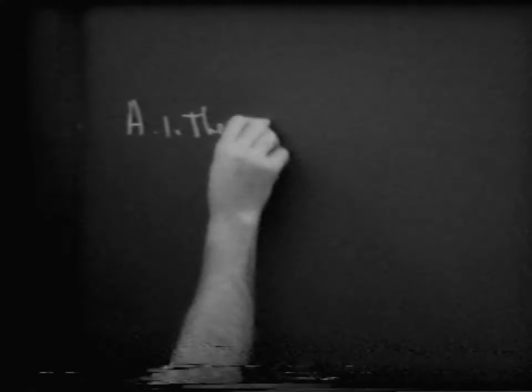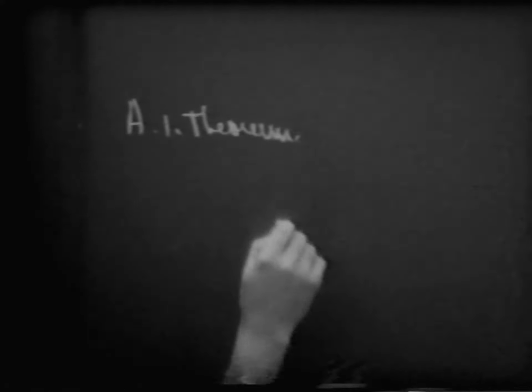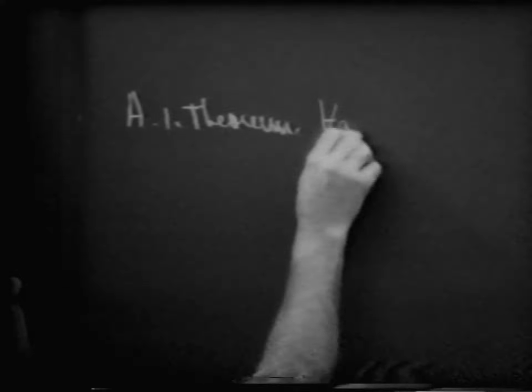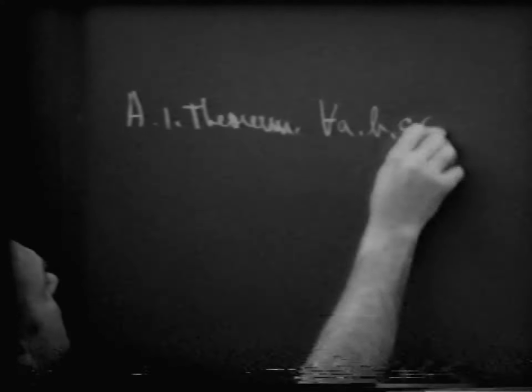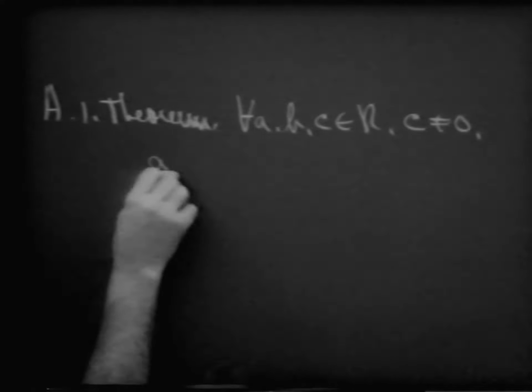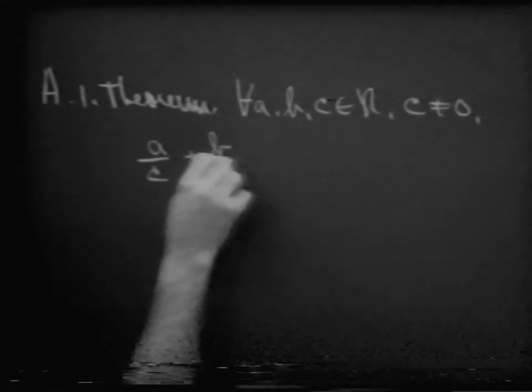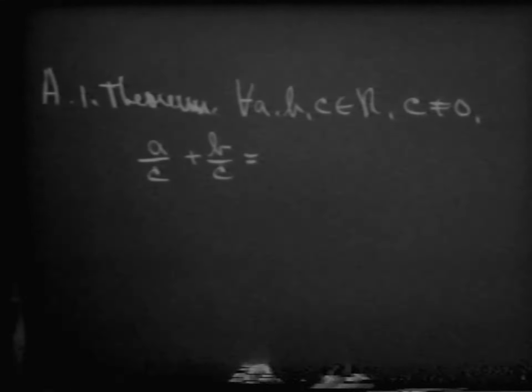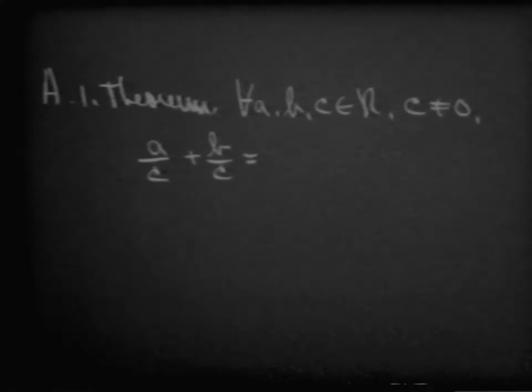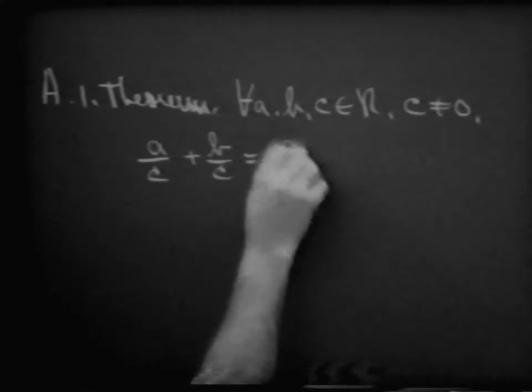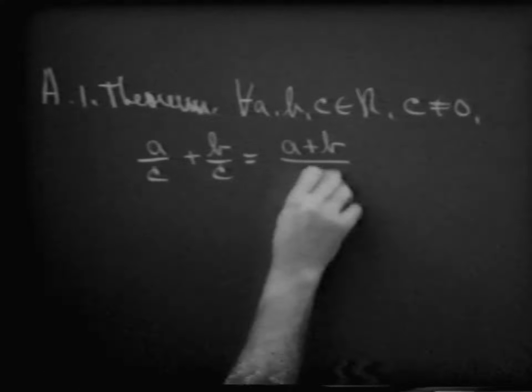Actually, we have looked at this once before, but I think it will help us to be able to handle some of these situations. For every a and b and c belonging to the set of real numbers where c is not 0, a divided by c plus b divided by c is equal to, and of course everyone says, Doug? a plus b divided by c. a plus b all over c.